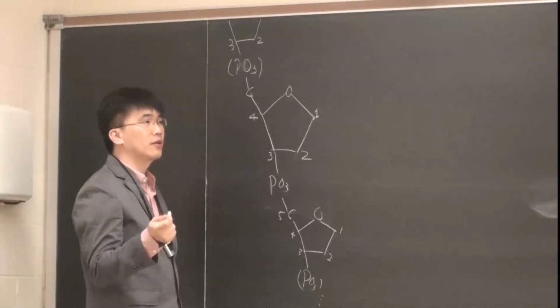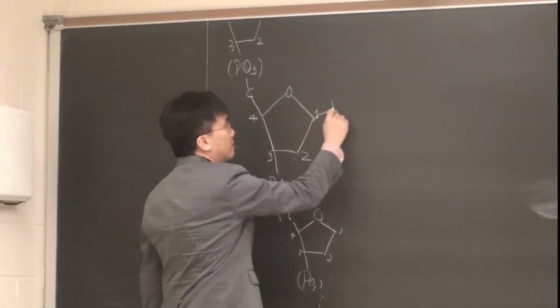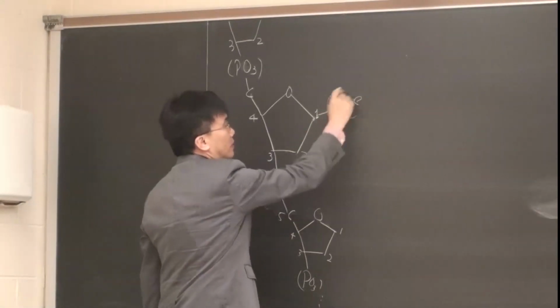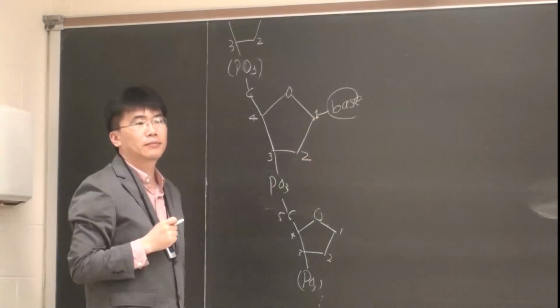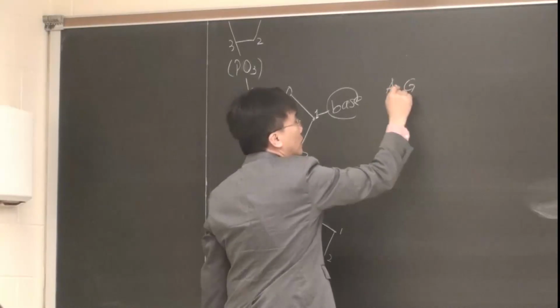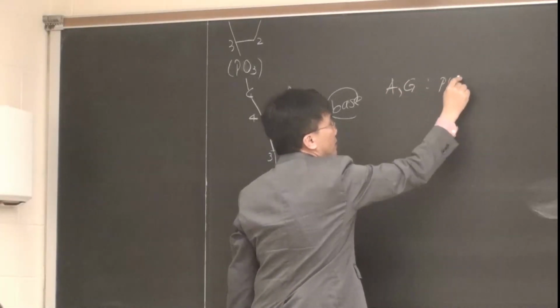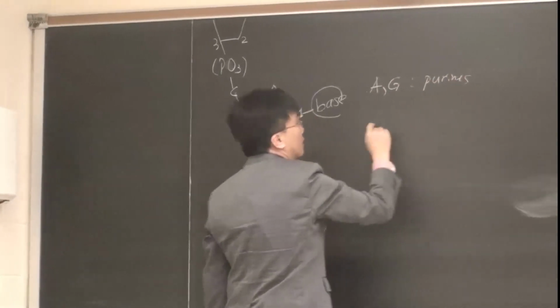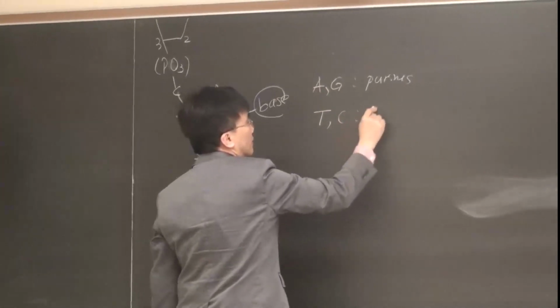And where do you attach the base? You attach your base here to the first carbon position. And this base can be A or G, the purines, or T or C.